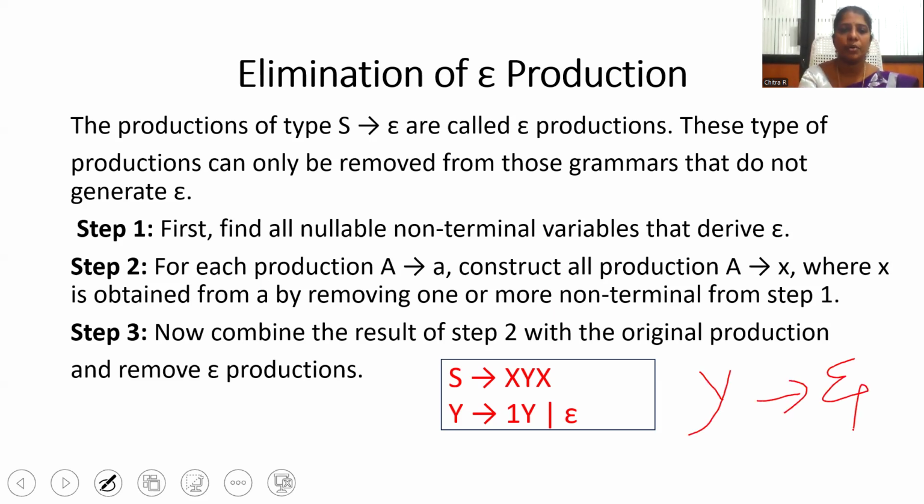So if epsilon production is there, how do we eliminate it? First, write all the available productions without epsilon. After that, if epsilon is available in Y, wherever Y is there, replace Y by epsilon, in every possible combination. We'll see it in the example.